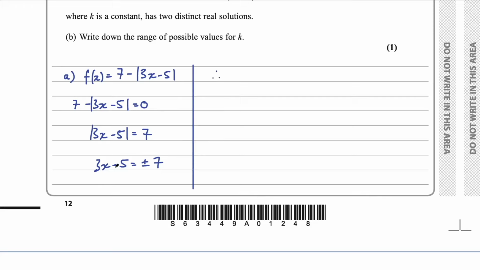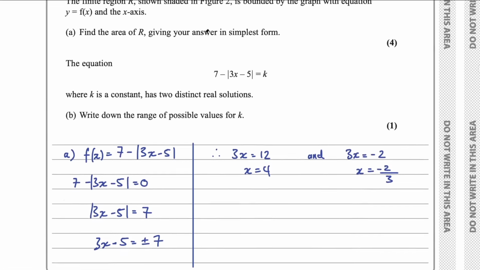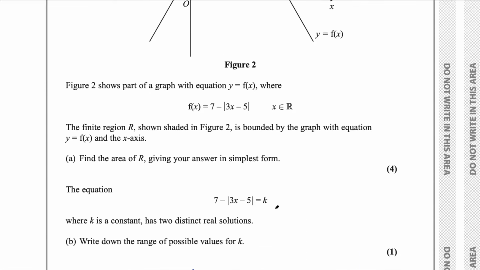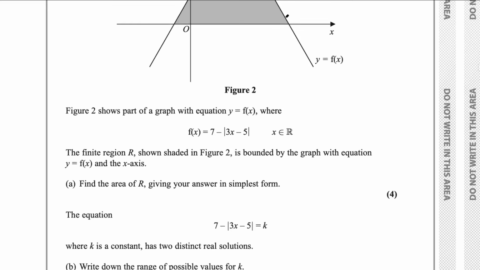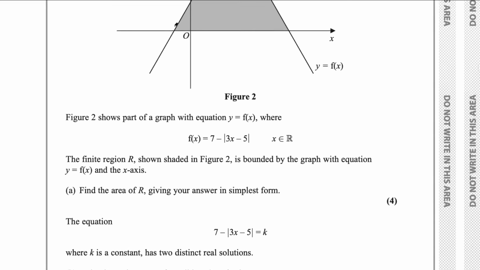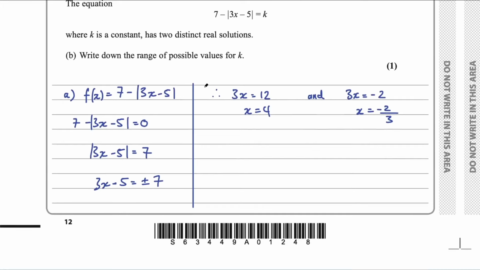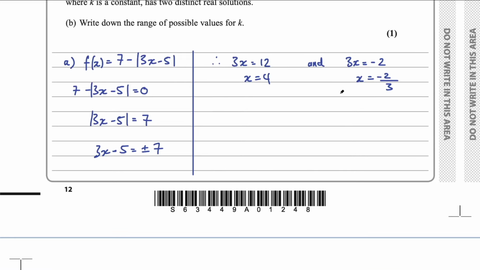So firstly, add 5 to positive 7. So we would have 3x equal to 12, so x would equal 4. And we would also have 3x equal to negative 7 plus 5. So then we'd have negative 2, so then x equals negative 2 on 3. Okay, so we can see that makes sense because we have a positive 4 that would line up with this solution here, and this negative 2 on 3 would line up with this one over here. So our two solutions for x are 4 and negative 2 on 3.